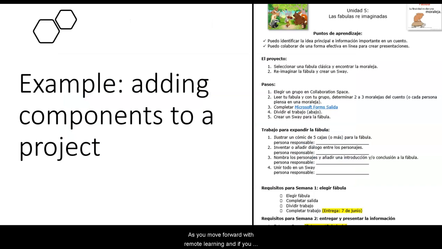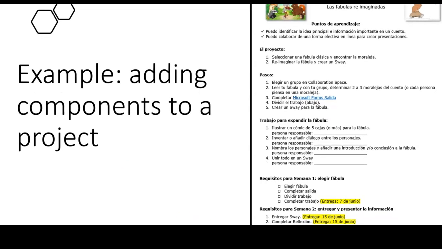As you move forward with remote learning, and if you have had a successful first project, then you can start thinking about adding different components. For my second remote learning project, which happened after students had already practiced using Sway and Sway Audio, I had students not only create their presentations in Sway or PowerPoint, they also needed to make a presentation via video on Flipgrid. I will explain a little bit more about that in the next slide. But again, go slow. Introduce new and extended components to students gradually.